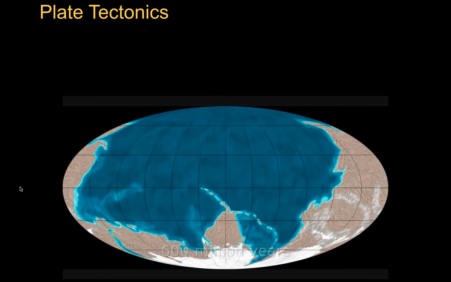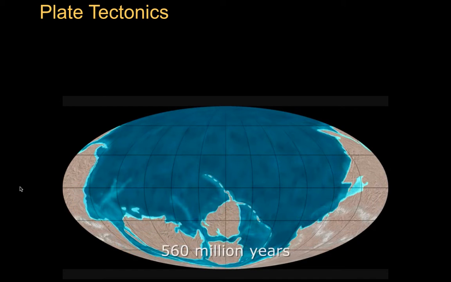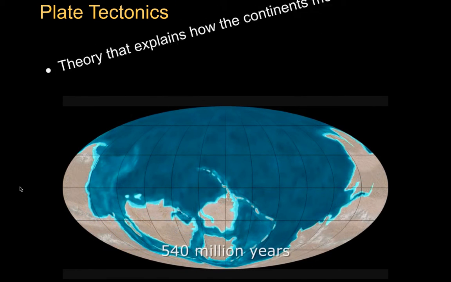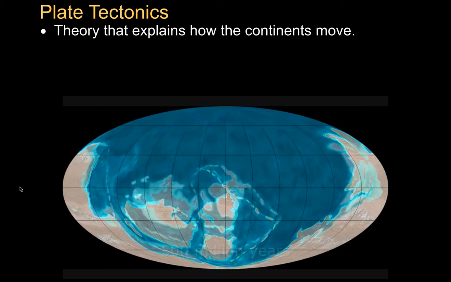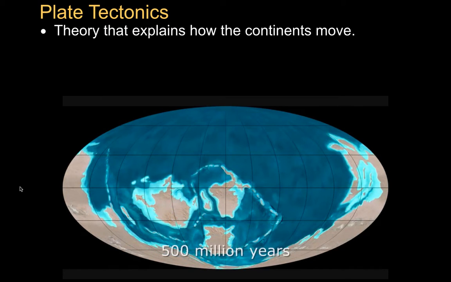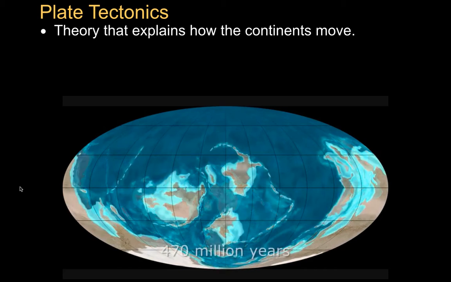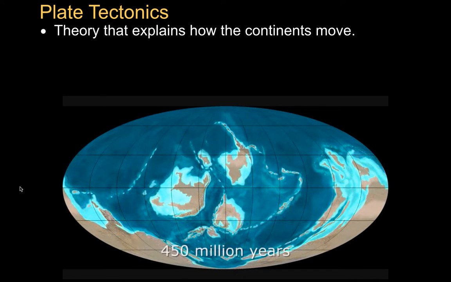Plate tectonics is a theory that we will use in earth science. And it's based on how the continents over time have moved. As you can see in this animation below, the continents over time have drifted apart. This continental drift is called plate tectonics.